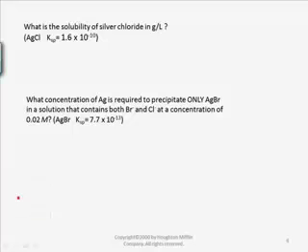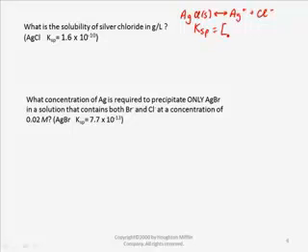Alright, it wants to know what is the solubility of silver chloride in grams per liter, and I'm given the Ksp. Well, for each of these, it's going to help if you write your expression, just so you keep track of what's going on. That means my Ksp would be equal to silver and chloride. And so I'm given my Ksp.